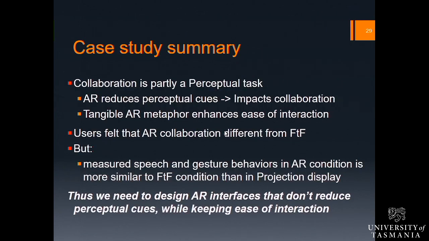I think the last one here is kind of key: we need to design AR interfaces that don't reduce perceptual cues while keeping ease of interaction. In this case, it really lets you see how to keep the perceptual cues, which start to get impacted by the study. You don't see as much. You see a window of augmentations. If the virtual object is big, you practically slide through it because you only see that much at a time, so you end up moving your head like that.